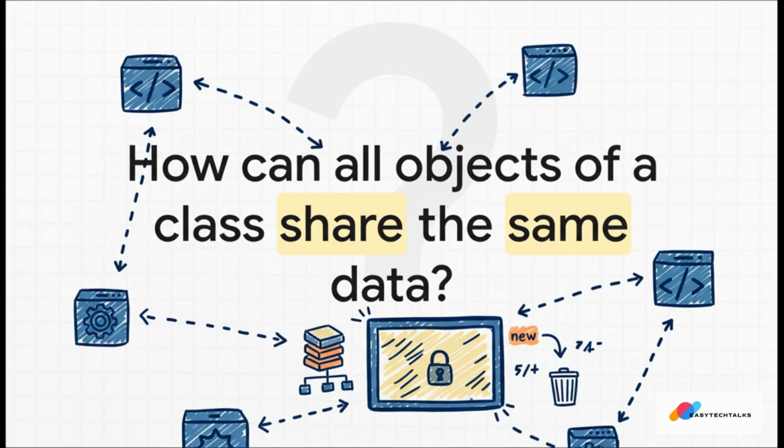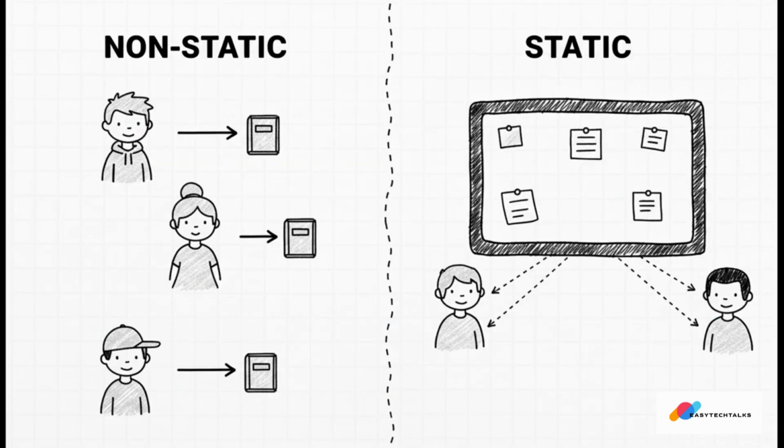If you put a counter variable inside each player object, every single player would have their own personal count of 1. That's not very helpful. You need a single shared counter for all of them. So where do you put it? And this is where the static keyword comes to the rescue.